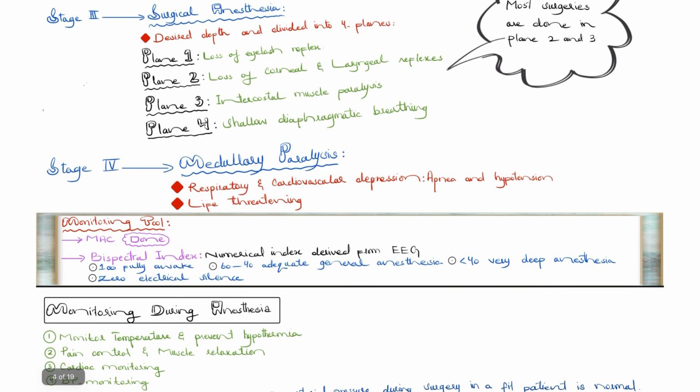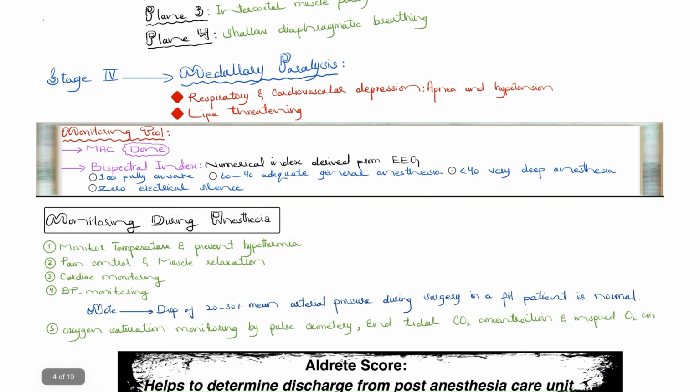And the fourth stage is medullary paralysis, which is a life-threatening situation. There will be respiratory and cardiovascular depression such as apnea and hypotension. So now, depth of anesthesia needs to be monitored, and that's why we have some monitoring tools like MAC, minimum alveolar concentration. We talked about this, that this is a measure of potency of the inhalational general anesthesia. In fact, it is EC50, that is the amount of the drug needed to produce effect in 50% of the population.